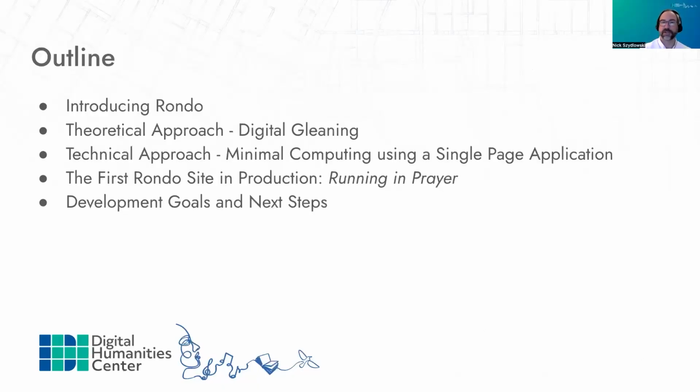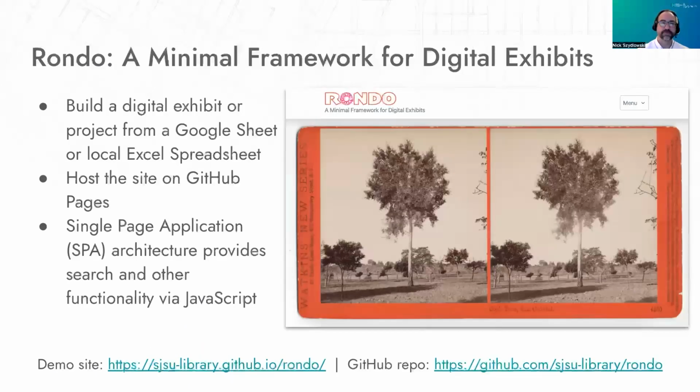I'm going to introduce Rondo. I'm going to talk a little bit about our theoretical approach, which I like to call digital gleaning. We're going to talk about the technical approach, which is to work on minimal computing, but instead of using a static site generator, we're using a single page application architecture. We're going to talk about the first Rondo site in production, Running in Prayer, and a little bit about our development goals and next steps for Rondo.